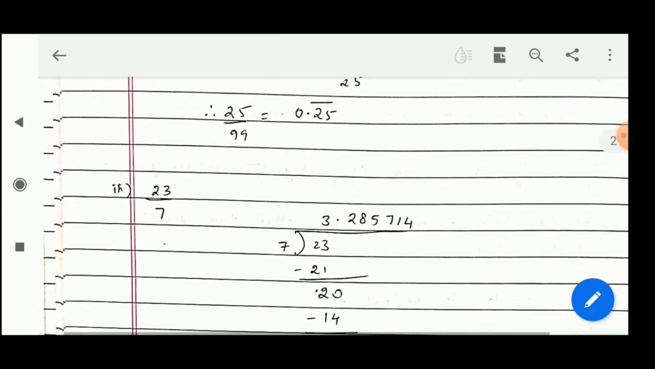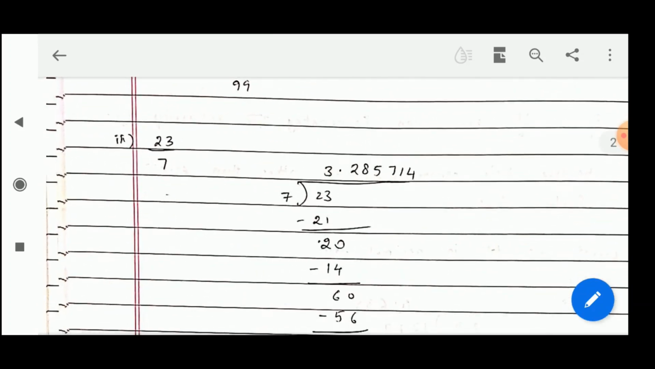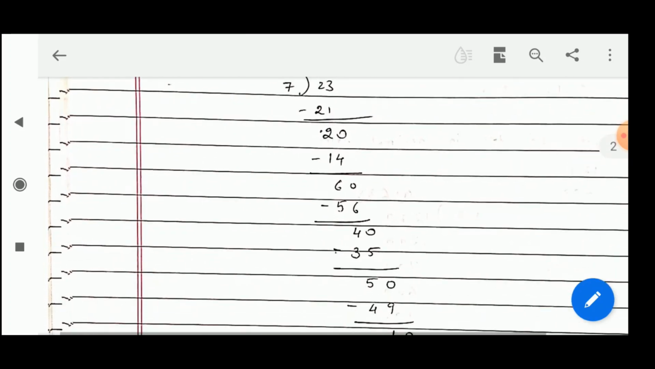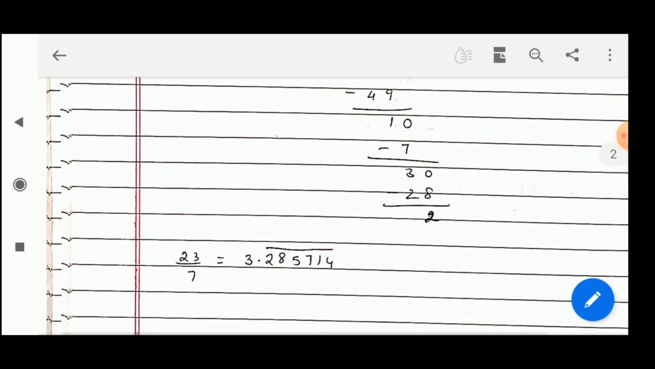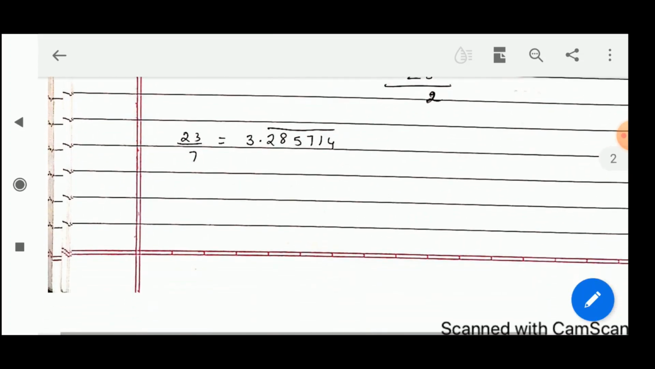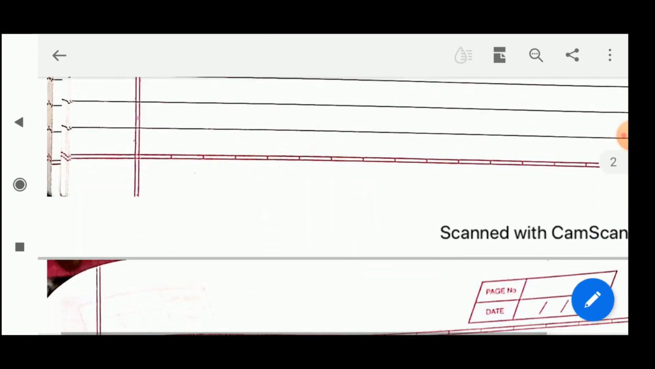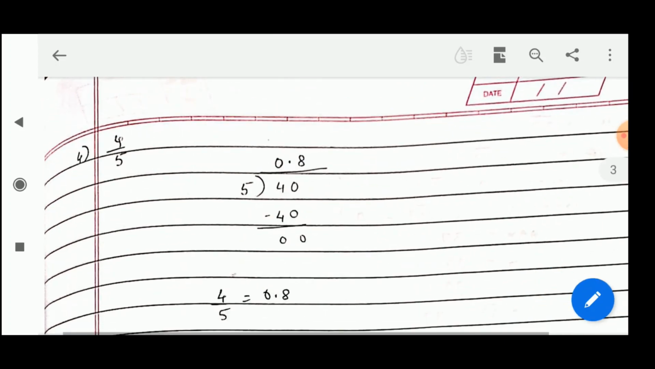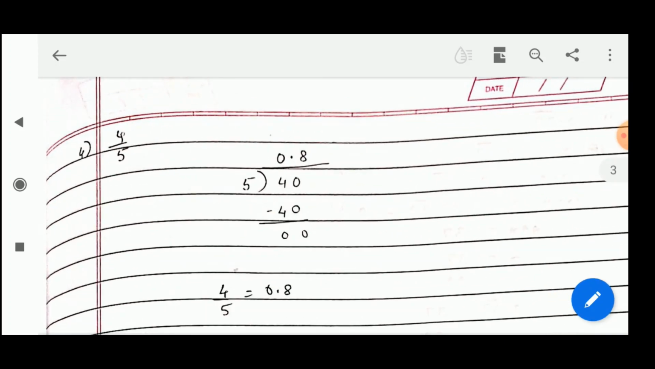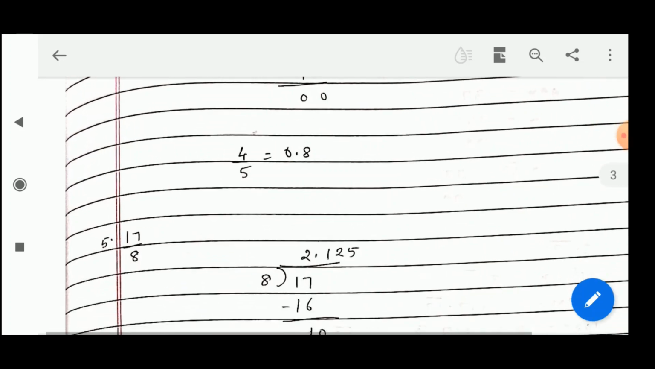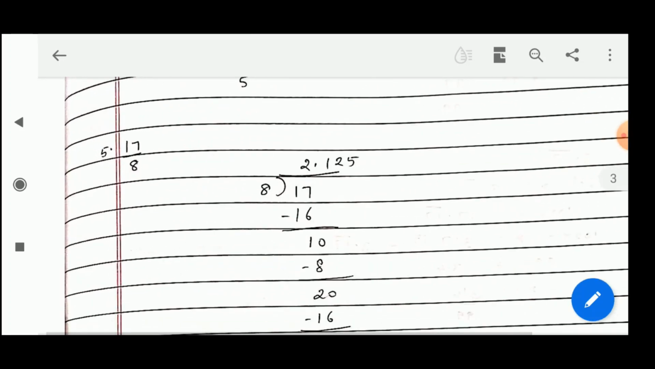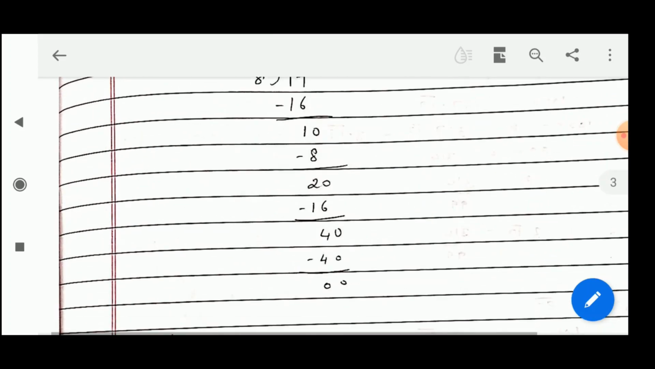Then 23 upon 7. Divide 23 by 7. So the answer is 3.285714, and this will again be repeated. So 23 upon 7 is 3.285714 recurring. Then 4 upon 5. Divide 4 by 5, the answer is 0.8. Then 17 upon 8. Divide 17 by 8 and you will get the answer 2.125. So this is a terminating type of decimal form.